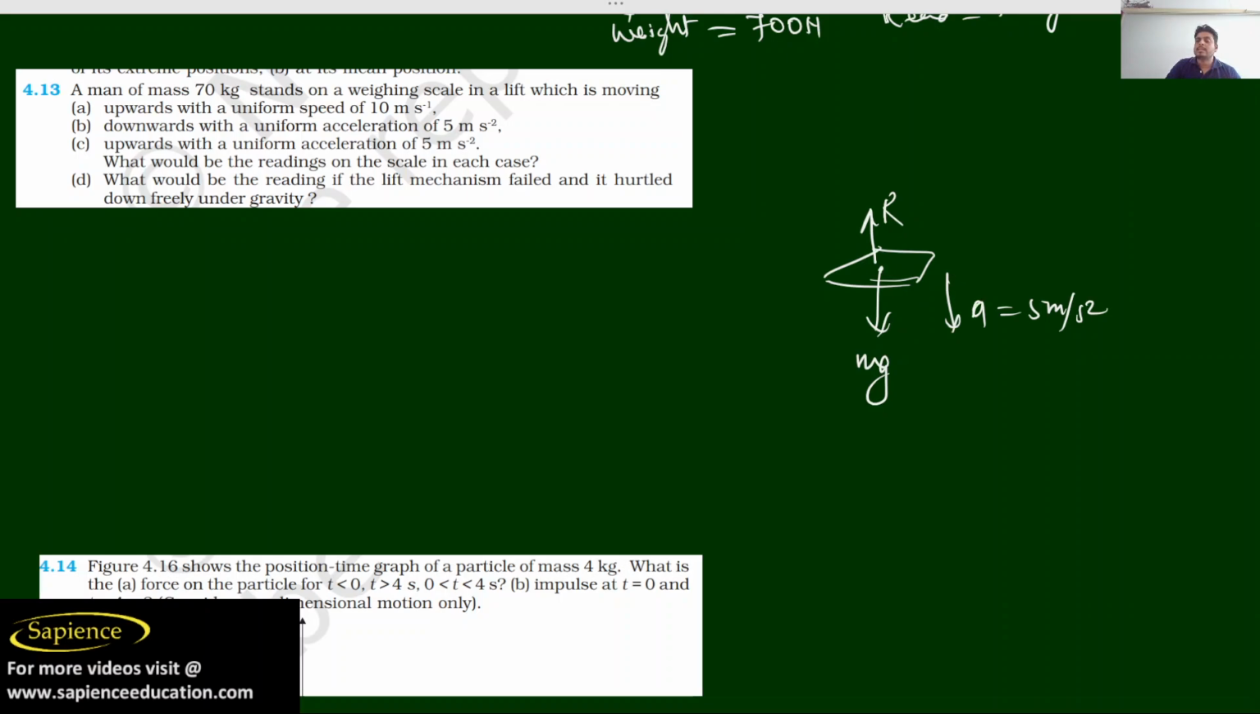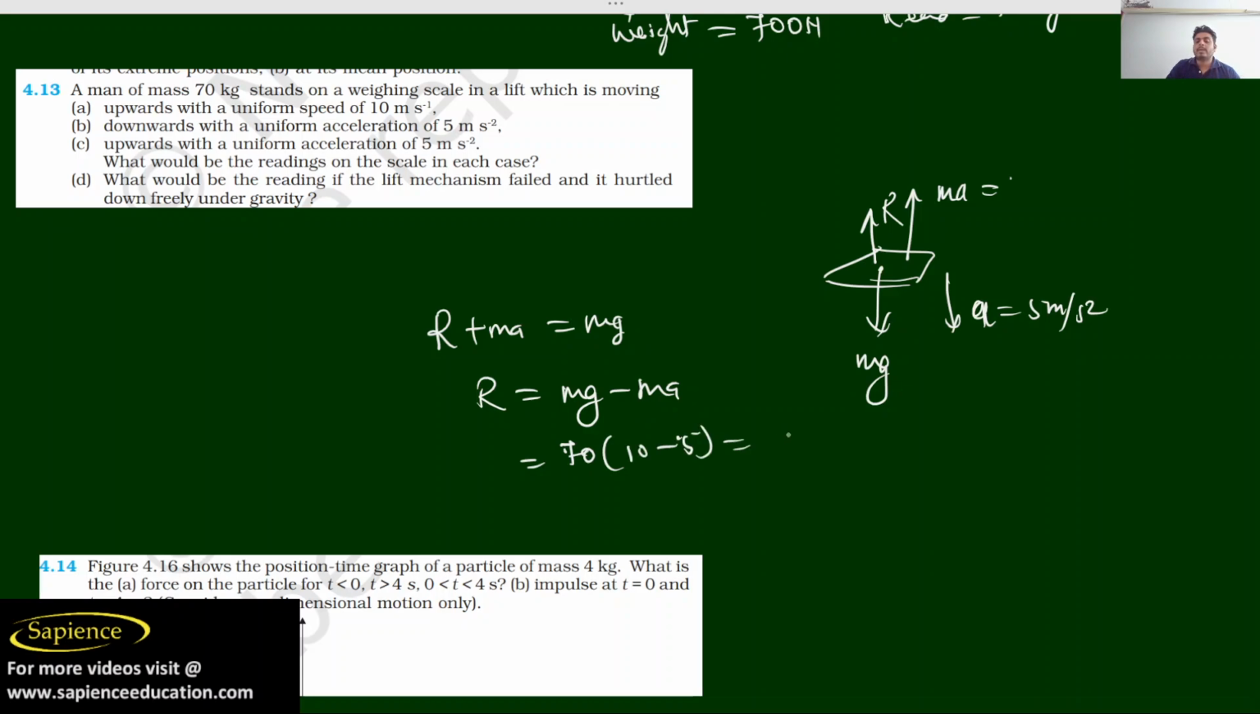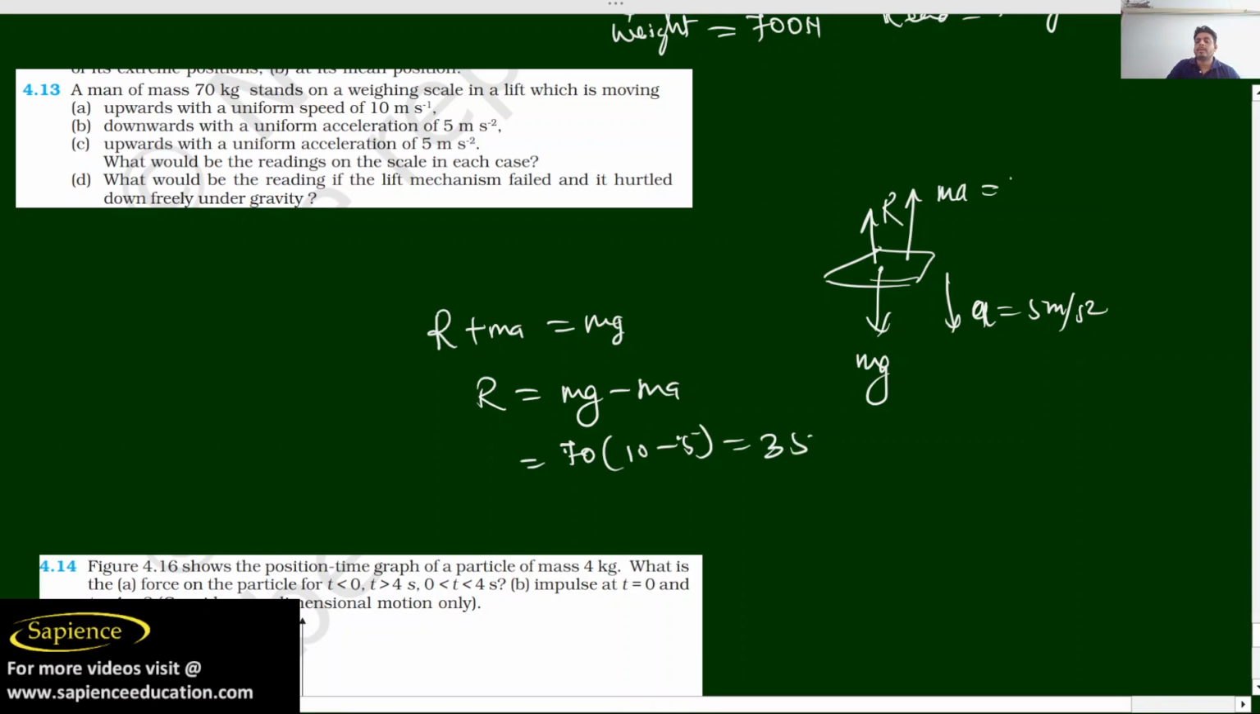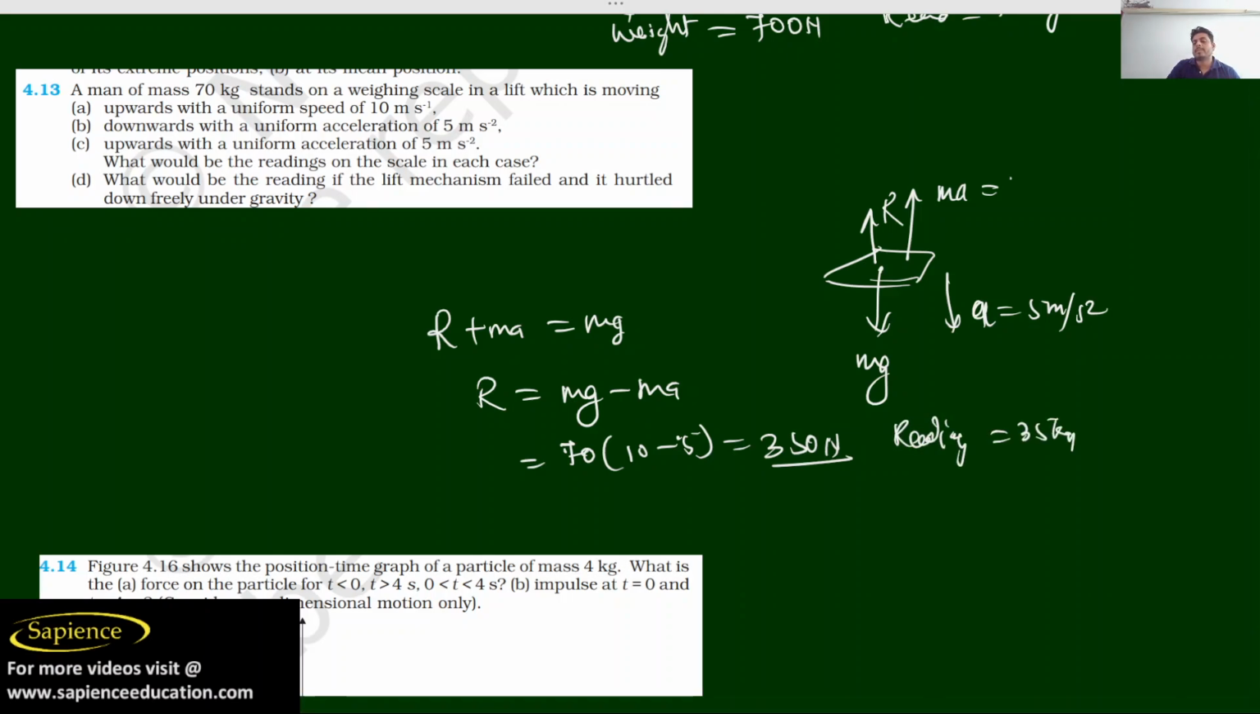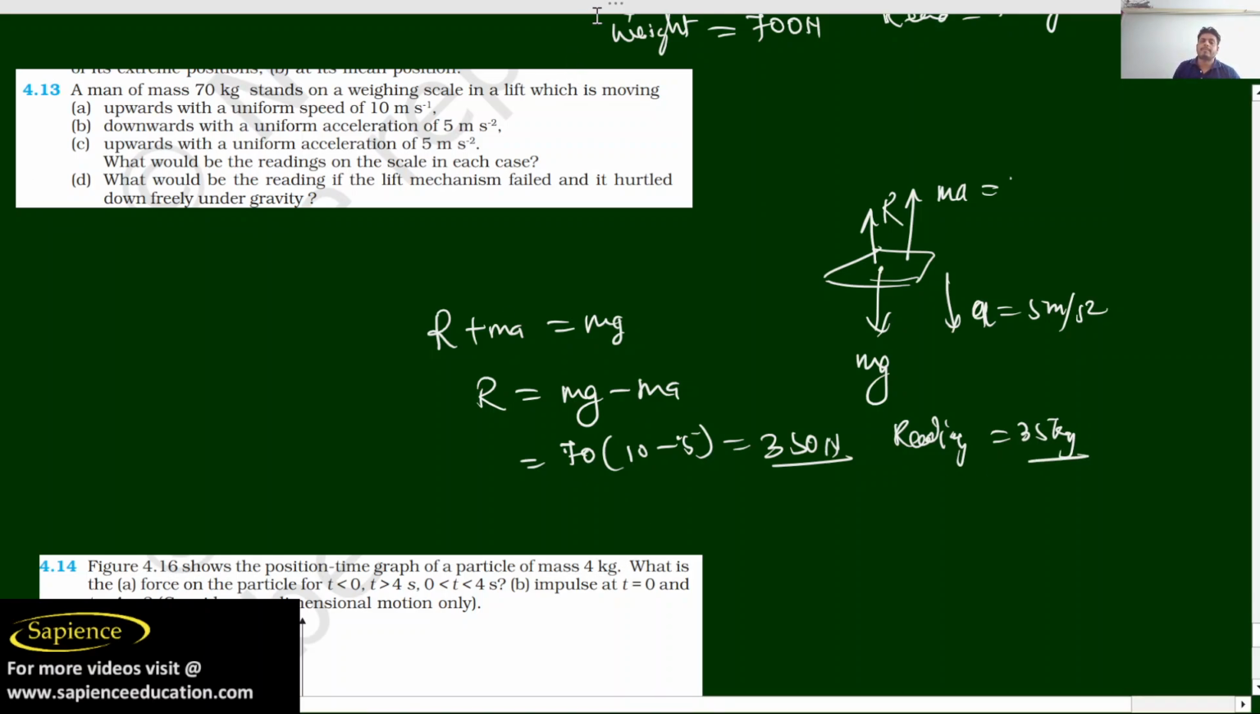Since acceleration is 5 meter per second squared, the pseudo force will be ma. We can put the value later. First of all I have to arrange this: R plus ma is equal to mg. R is our reading, so the reading will be mg minus ma. m is common, so that is 70 kg into (g is 10 minus 5). So we are getting 350 Newton. Sorry, this is the weight in Newton. And if I tell about the reading, the reading will be 35 kg.